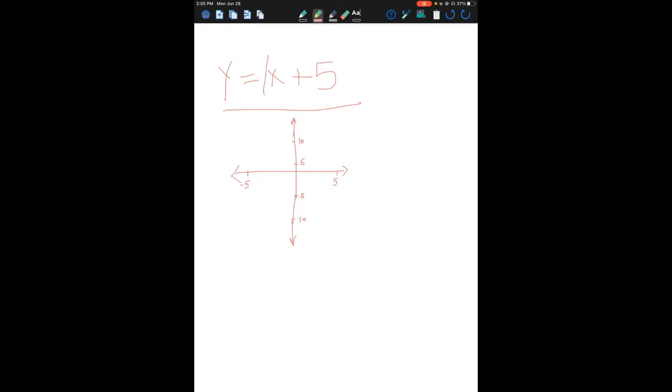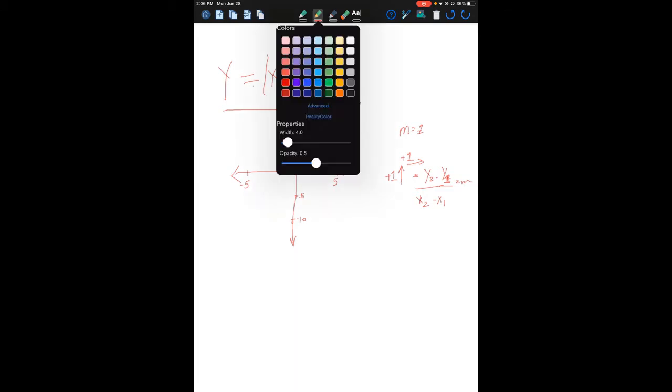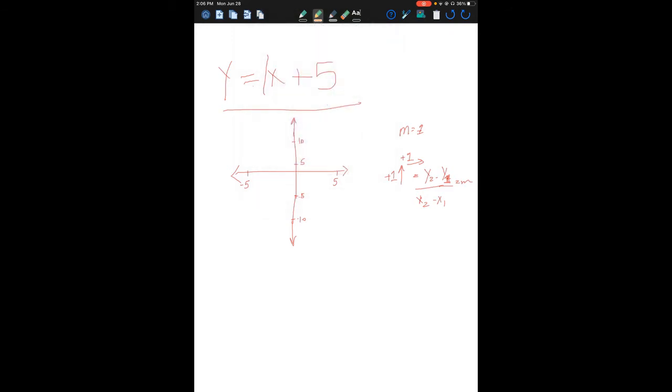Next, we know m is 1. So what does that mean? That means that we're going up 1 and going to the right 1, because the slope is the change in y, y2 minus y1, over x2 minus x1, which is equal to m. Our y-intercept is 5, so that means our y is 5. Okay, that's good to go.